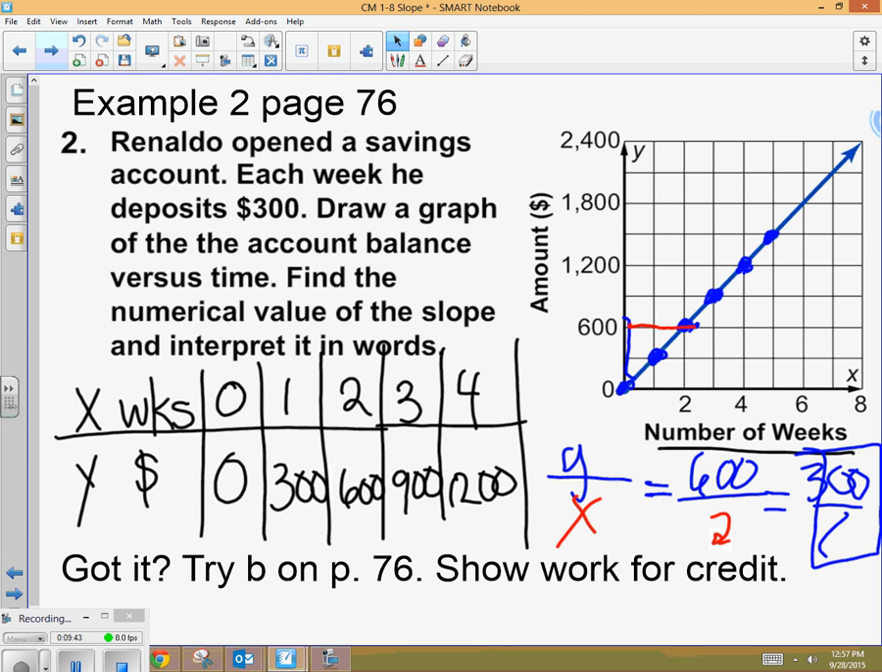What I would like you to do now is try activity B. Show your work on the left-hand side of the work zone to receive credit. Pause the video now and work on activity B.